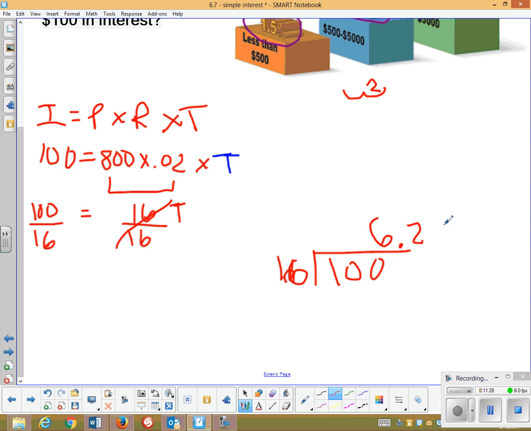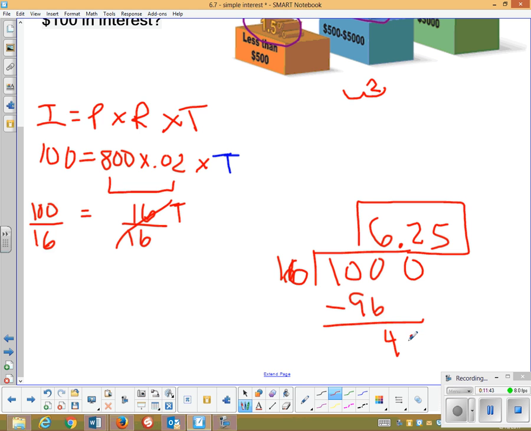6.25. Because 16 times 6, I'm just going to go ahead and start this for you, is 96, and then you have to finish it, okay? And make sure to get 6.25 on top. So that's going to be 4, and then so forth, bring down the 0. So 6.25 is going to be the time. So what does that mean? It took us 6.25 years to earn this much money, $100.